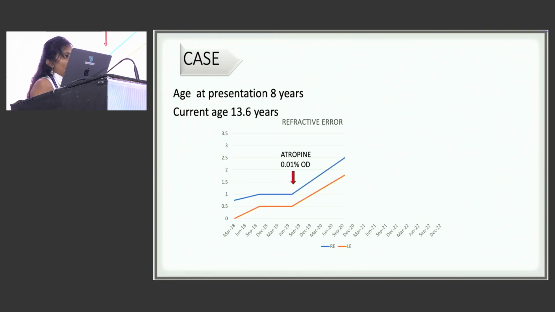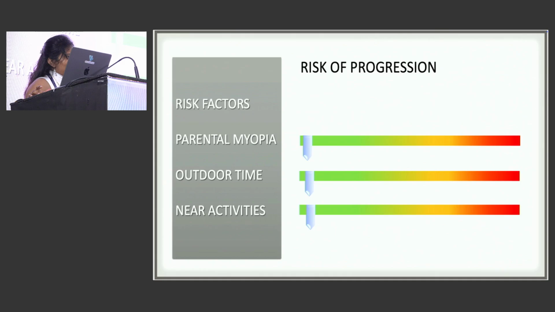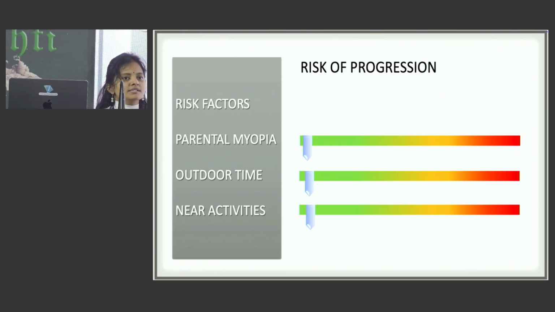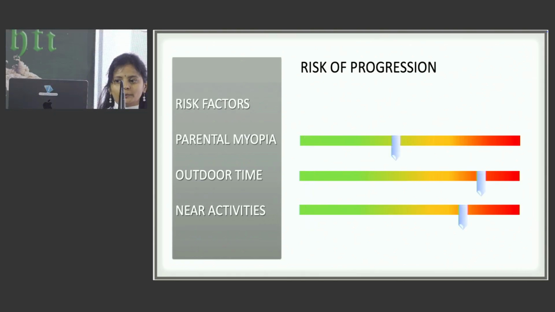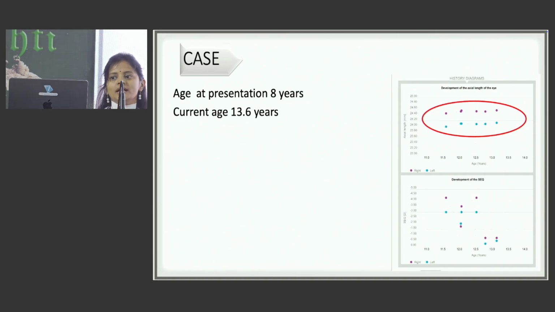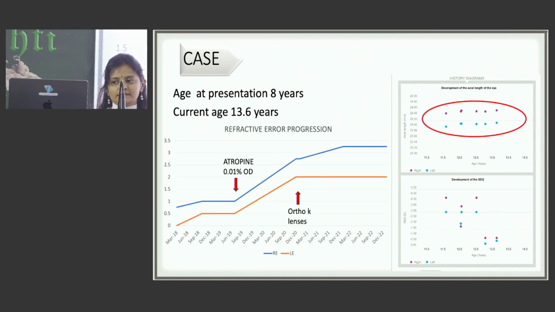So what do we do when a particular treatment fails? For example, the spectacle lenses or atropine, when it fails, that is when we consider the ortho-K lenses. These are the typical risk factors that we look at whenever a child shows progression or presents with myopia. First is the parental myopia, second is the outdoor time and the near activities. This particular child had one parent with myopia, and outdoor time and near activities were all supporting faster progression. So we tried to reverse those. Despite that, the child showed progression. That is when we introduced the ortho-K lenses.